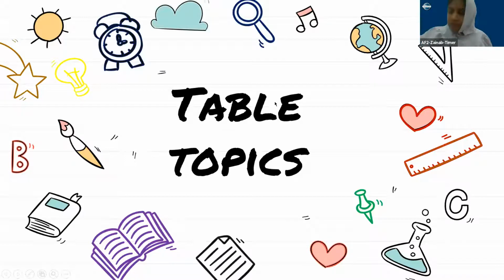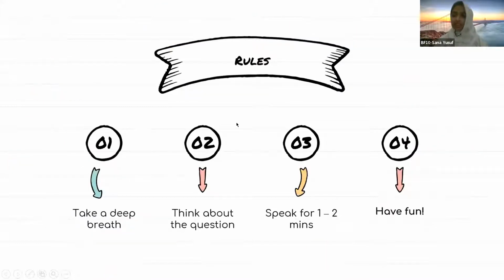Thank you, timer. Now we'll begin with the most exciting segment that the Toastmaster has offered us. It's called the table topic segment, and there are simple rules. Take a deep breath when you're presented with a question. Think about the question and how you want to go about it. Do you want to agree with what you're asked? Do you want to disagree? Think about what you exactly want to talk about, and speak for 1 to 2 minutes only. And most importantly, have fun while you're doing that.